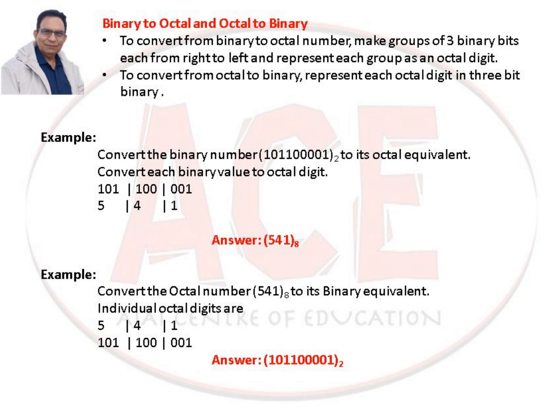For conversion from octal to binary, here is another example. Convert the octal number 541 base 8 to its binary equivalent. The individual octal digits are 5, 4, 1. Converting each digit into its binary equivalent, 5 is 101, 4 is 100 and 1 is 001. Putting all these binary digits together, we get the binary number. This is how an octal number can be converted into a binary number.